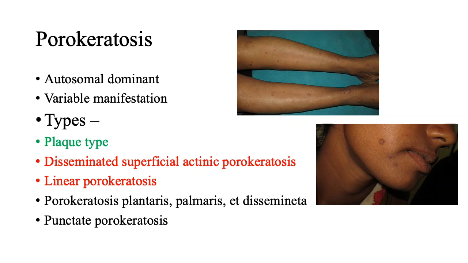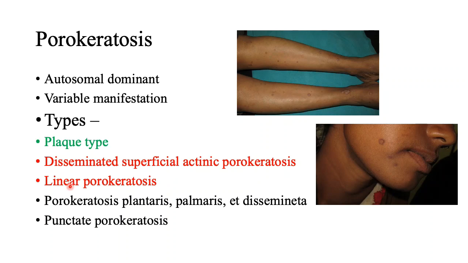Now we will discuss porokeratosis, or porokeratosis of Mibelli. This is an autosomal dominant condition. It shows variable clinical manifestation. Clinically, there are 5 types. One is plaque type, which is classically described by Mibelli. Second one is disseminated superficial actinic porokeratosis, which is the commonest variant, and the lesions appear on sun-exposed body parts.